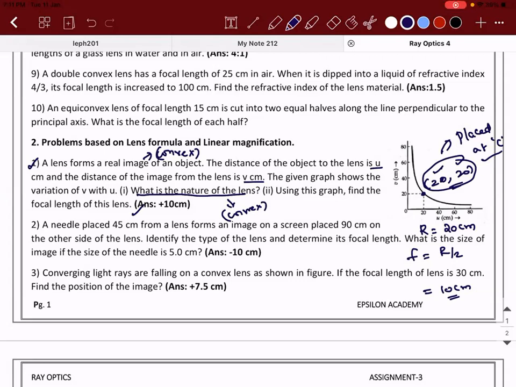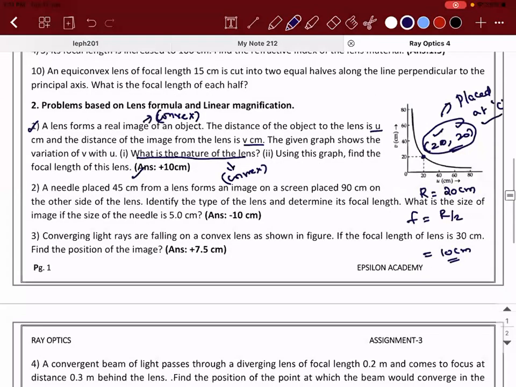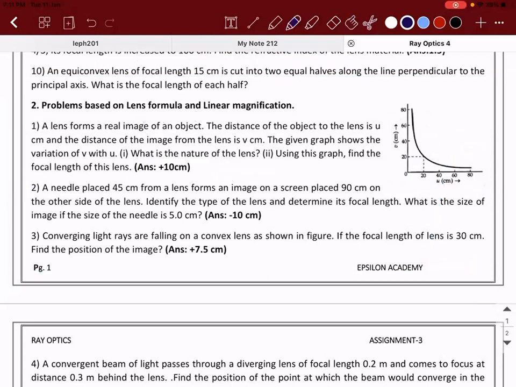Shall we do one last problem? Try this. A needle placed 45 centimeter from the lens forms an image on a screen placed 90 centimeter on the other side. Identify the type of lens and determine its focal length. A needle placed 45 centimeter from a lens. By default, u is always negative, so minus 45 centimeter, unless you know using ray diagrams. The lens forms an image on a screen placed 90 centimeter on the other side of the lens.